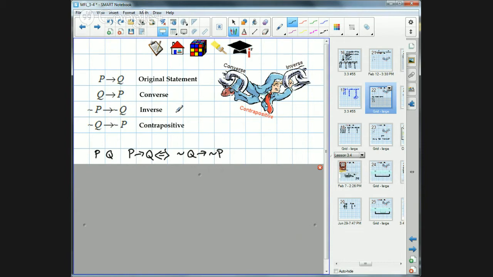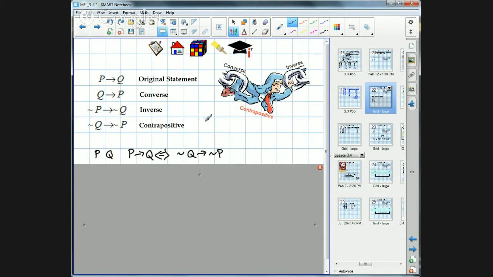Okay. But now, the last one, we flip the two around and we negate them both. If not Q, then not P. And that is called the contrapositive. And that one always matches up with the original.